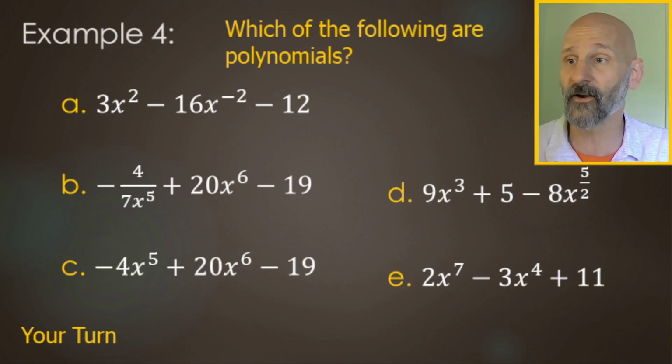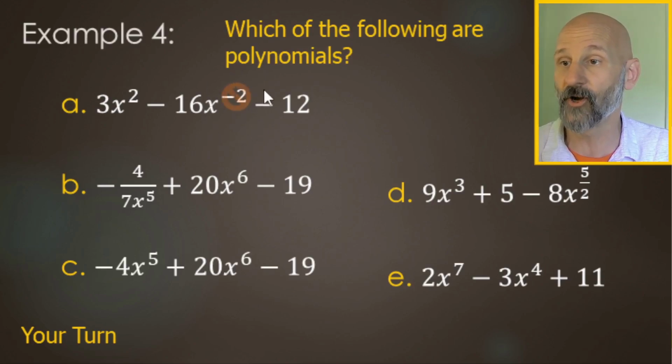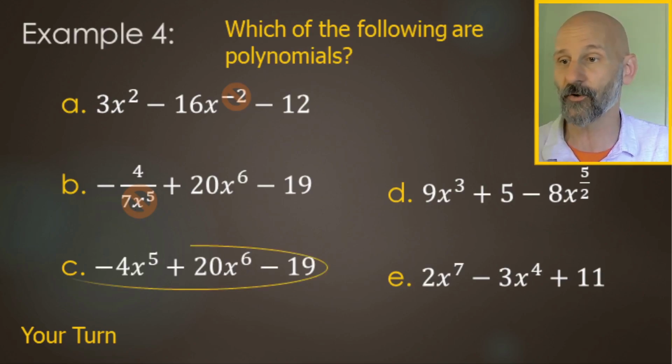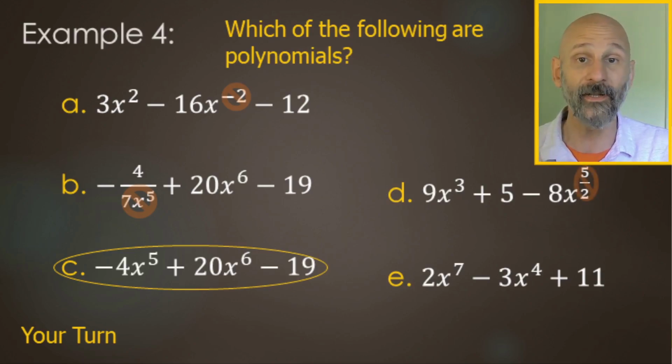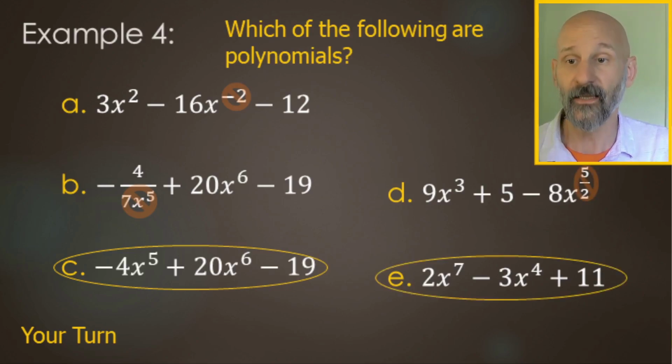All right, so let's look at letter A here. Oh, we have a negative exponent on our variable, so nope, not a polynomial. Over here, letter B, oh, we got a variable in the denominator. Nope, not a polynomial. Look at letter C, their variables are only positive whole number exponents. So yeah, letter C is a polynomial. Letter D here. Oh, looks good, looks good. Nope. Oh, here we have a fractional exponent. Remember, we want whole numbers only for our exponents. So D is not a polynomial. Letter E, yep, that one's a polynomial. We have an exponent of 7, exponent of 4. We're good there.